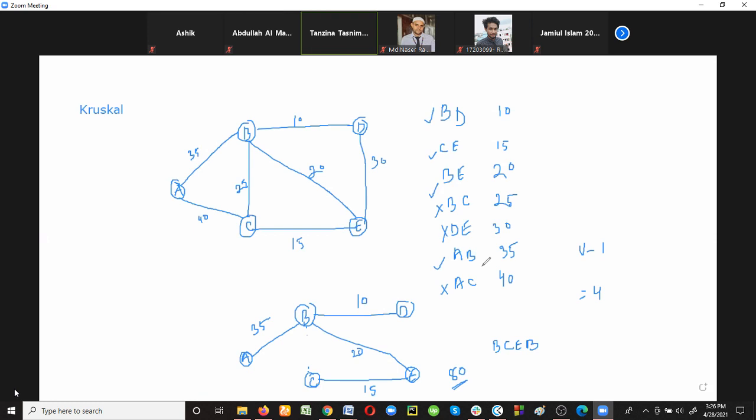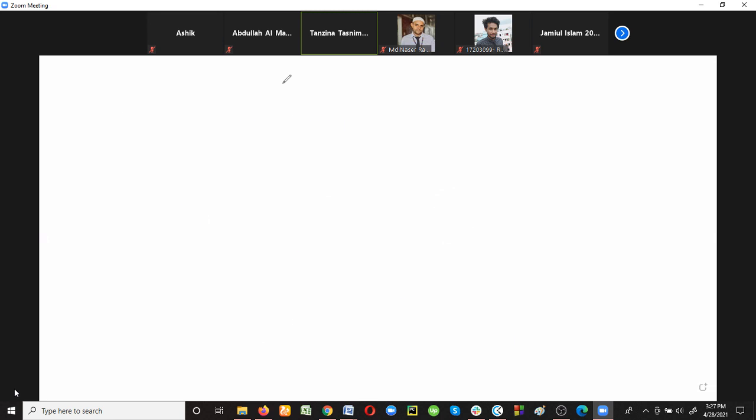Okay, so we just need to consider these three things. The first one is that in a spanning tree, the number of vertices will be equal to the number of vertices of the given graph. The number of edges will be 1 less than the number of vertices of that graph. And we cannot assign any edges where it will create some cycles. These are three main characteristics of a spanning tree. And in a minimum spanning tree, after adding all these edges, the value will be minimum. So this is Kruskal algorithm. Now the next one is Prim's algorithm.